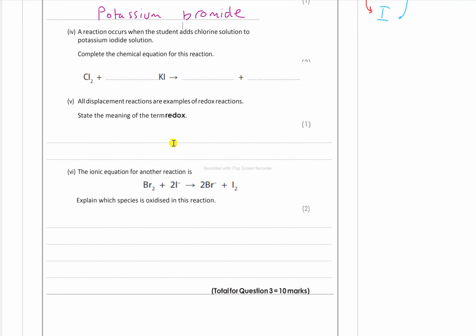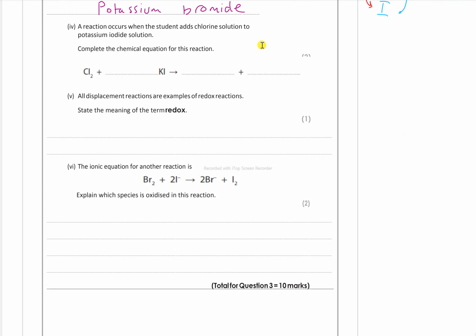A reaction occurs when a student adds chlorine solution to potassium iodide. So chlorine and potassium iodide give iodine and potassium chloride. Now we need to balance them up. We've got two chlorines, and we've only got one chlorine, so we have to stick a 2 here. We've got two potassiums, so we need to stick a 2 here. Now we've got two potassiums and two iodines.